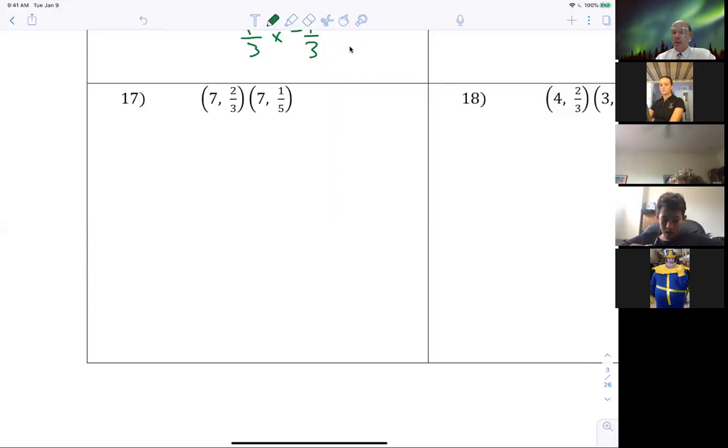What did we get? Somebody said 7 over 15. I'm not sure that's correct. Is that correct? All right, now please listen to me. There's nothing to be embarrassed about. If you don't know, let me help you. Let me show you. You ready? All right, here we go. So common denominator is 15, right?